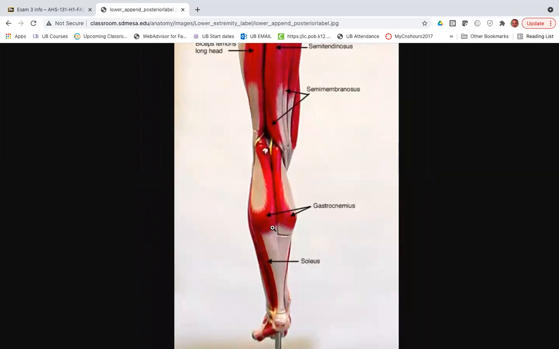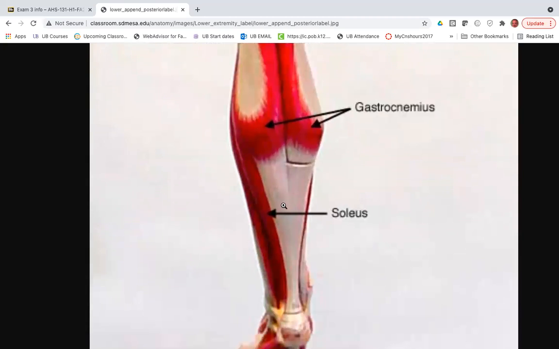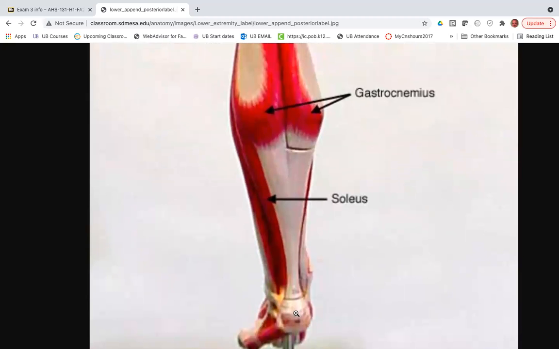Here's the calf, the lower leg. We have the gastrocnemius. This is the medial head of the gastrocnemius and the lateral head of the gastrocnemius. So the gastrocnemius, the calf, has 2 heads, a medial head and a lateral head, and it is dissectable. Here's the soleus. The soleus is deep to the gastrocnemius. Here's the Achilles tendon. So the belly of the soleus is here and here.